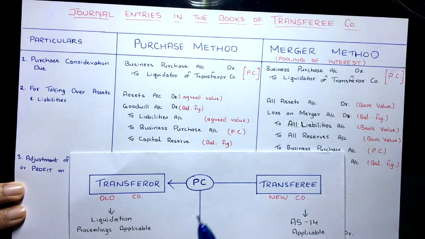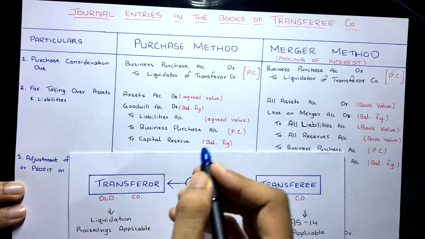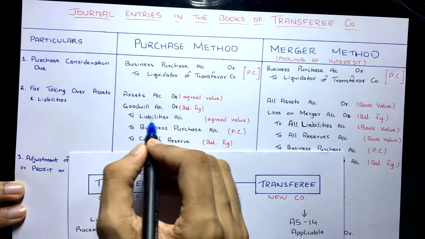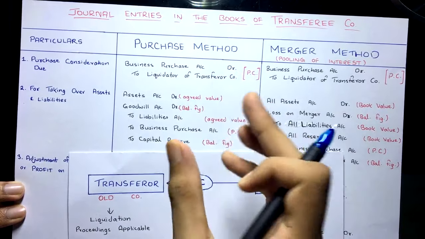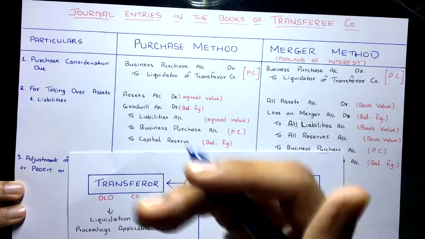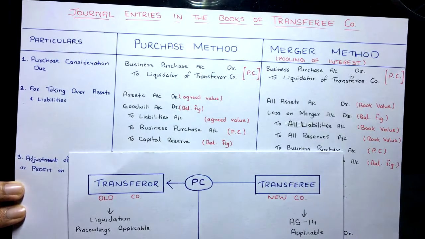But why are we taking to business purchase account? Yes, we have understood why we are taking assets and liabilities. You just told us that we have to do the segregation. Yes, we have to show what we have taken over, assets and liabilities. One by one we have to show that.